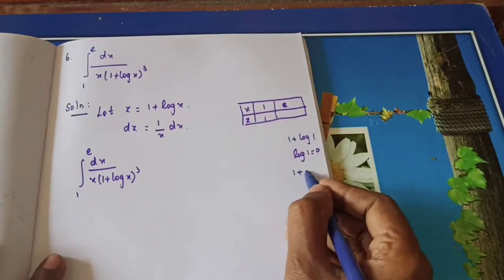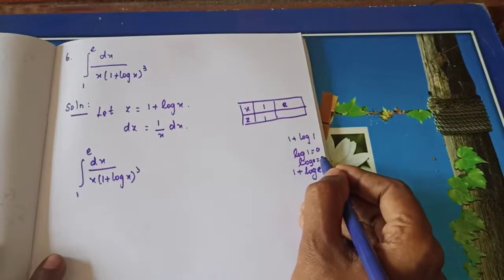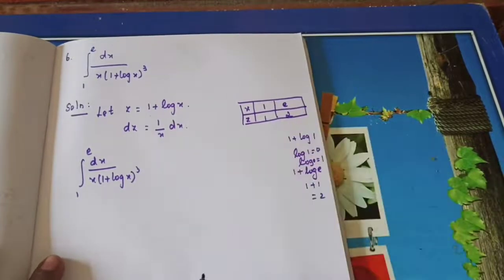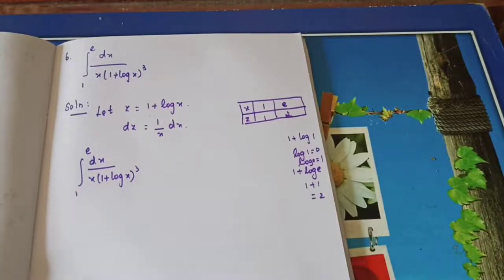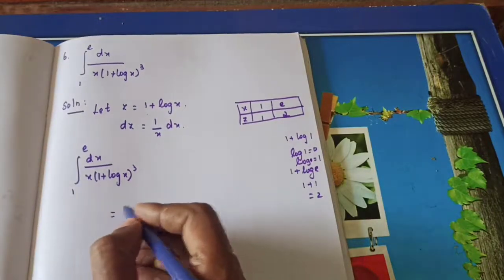Then next one, 1 plus log e. What's the value for log e? Already I taught you. Log e the value is 1. So 1 plus 1, what's the value? 2. Got it? The value of log 1 is 0. Log e the value is 1. Keep it in mind. Now you can substitute the new limit here.